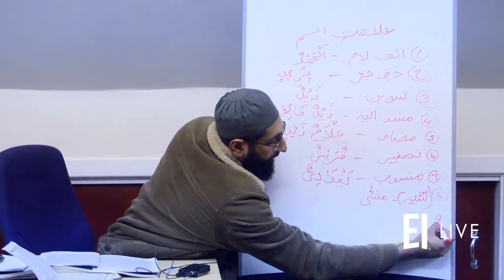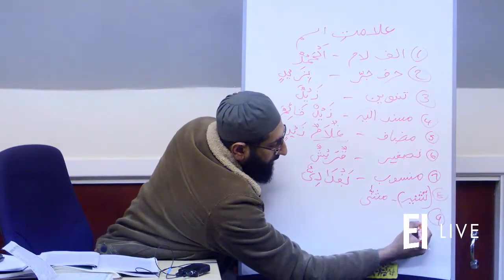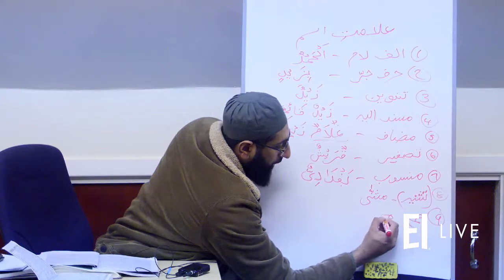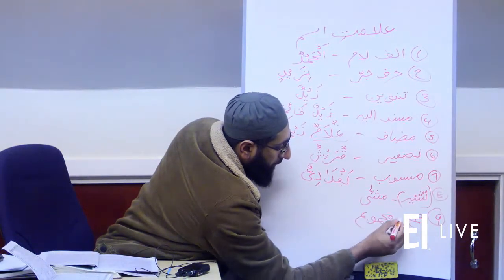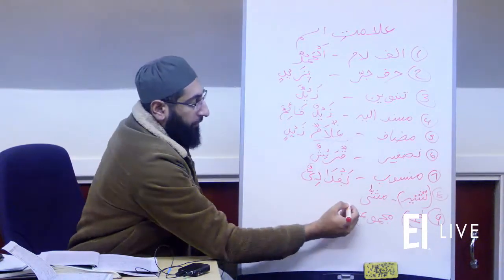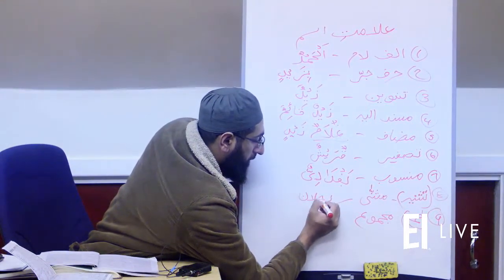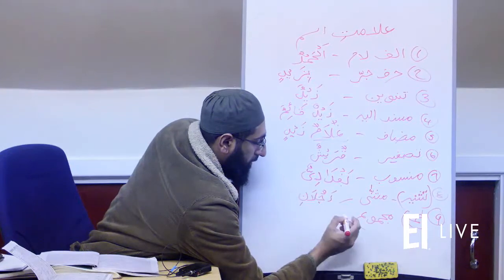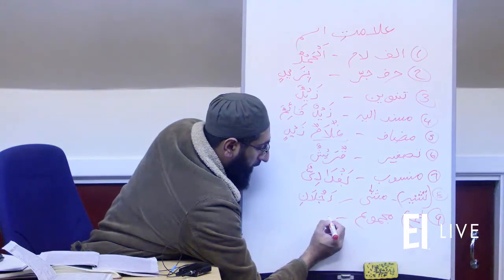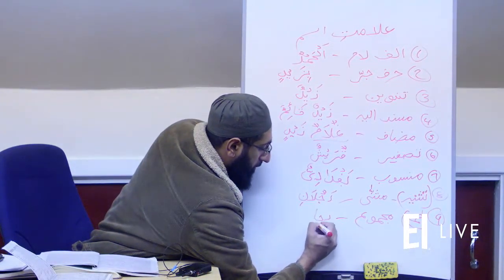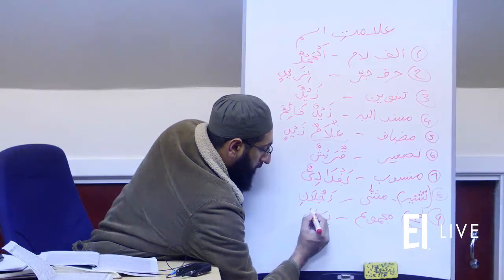And then you have number 9, which is jama. You know what jama is, but we call it majmu' here. Yes? Here, rajulani, and majmu' would be rijalun. Okay?